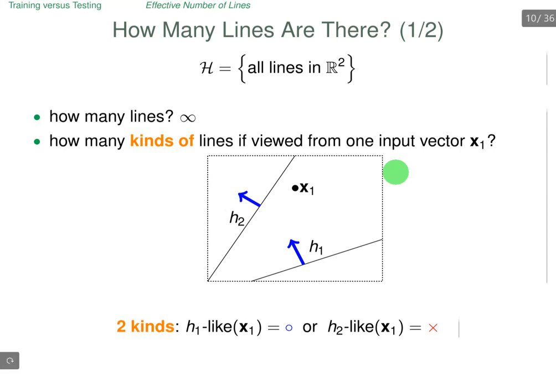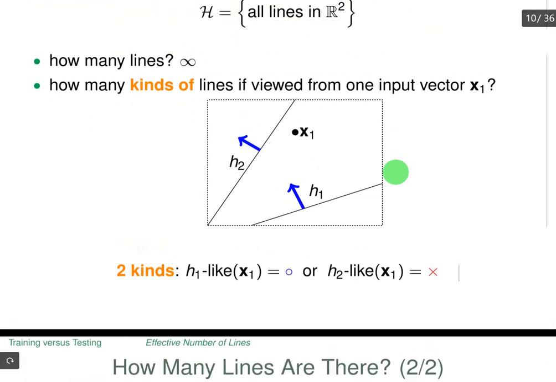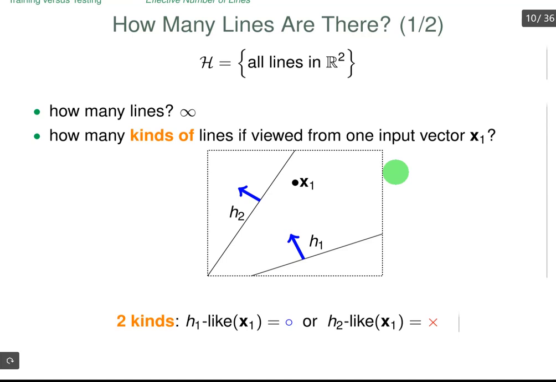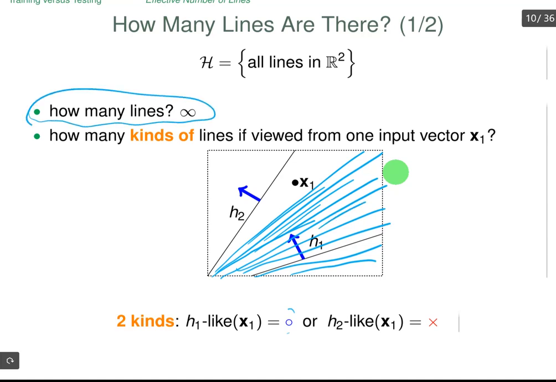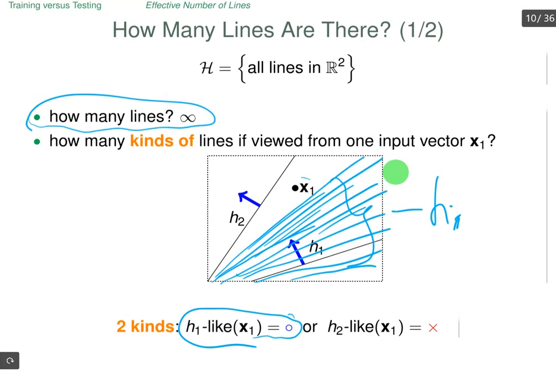So we can also have this number of hypotheses. Okay, so all of them are labeling x1 as, like H1, this circle, right? Or we can have infinite. So that is what we mean. How many lines? It could go infinite, right? So if we group all these hypotheses that will label x1 as this, we are grouping them by kind.